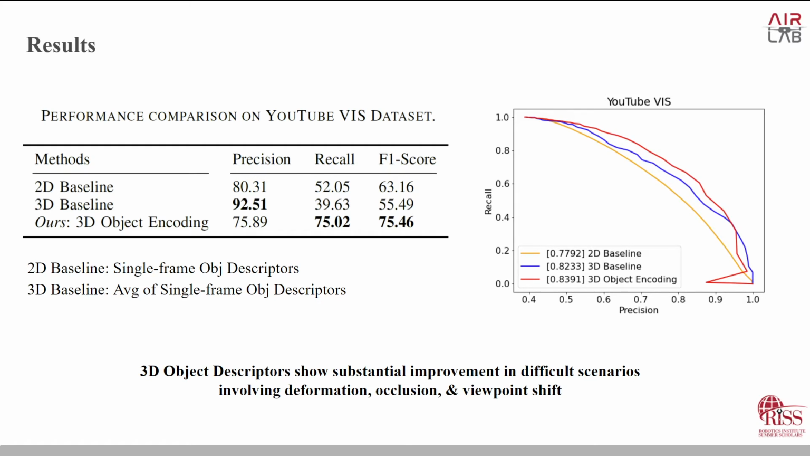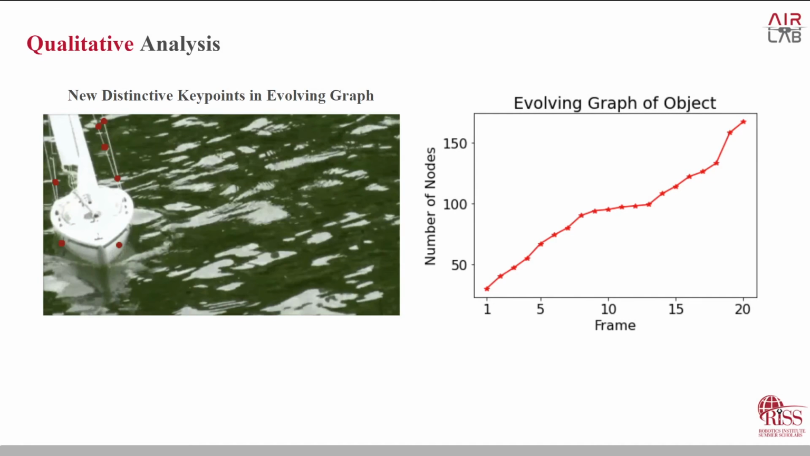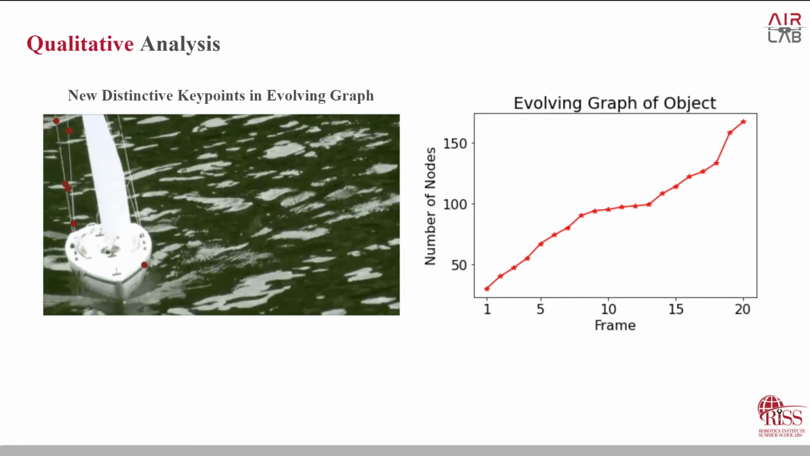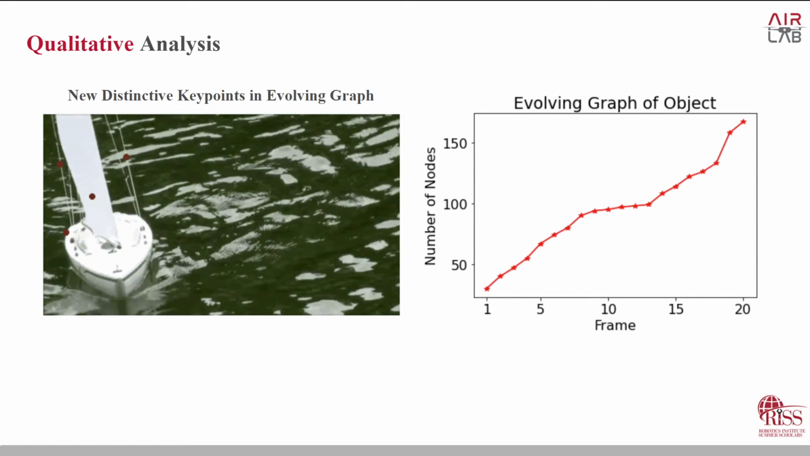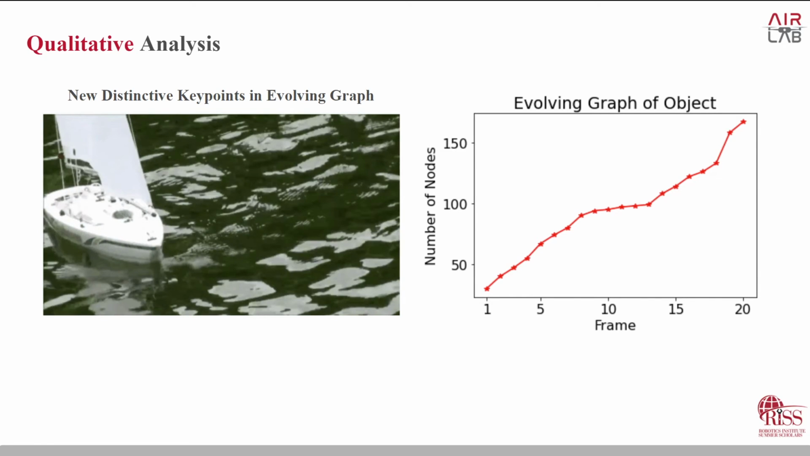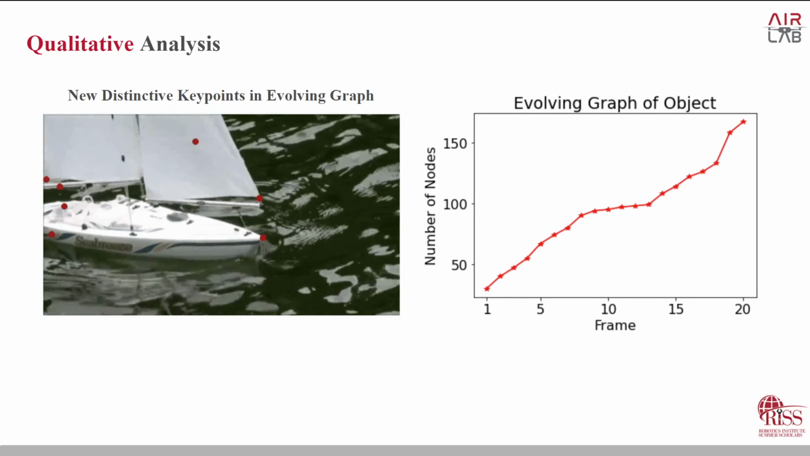From the table and precision recall curve, it can be seen that our proposed method shows substantial improvements over the baselines. Furthermore, we show a GIF representing new points added to the evolving graph as we traverse the video sequence. It can be seen that a large number of new points are added when the viewpoint shift is large and new distinct parts of the object are visible. This shows the robustness of our proposed graph merging process.